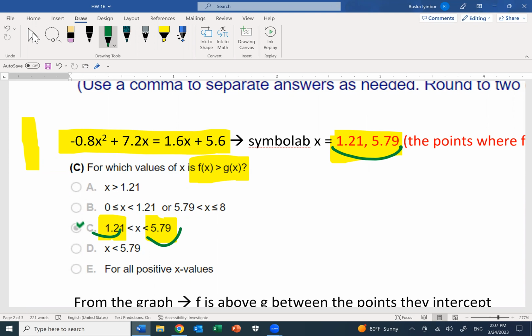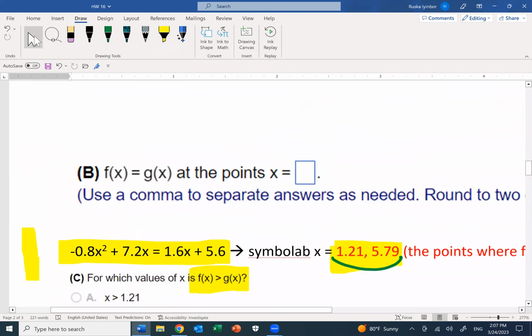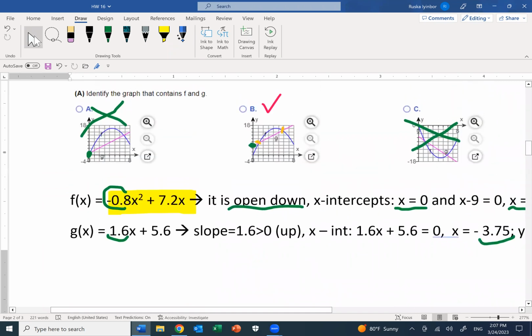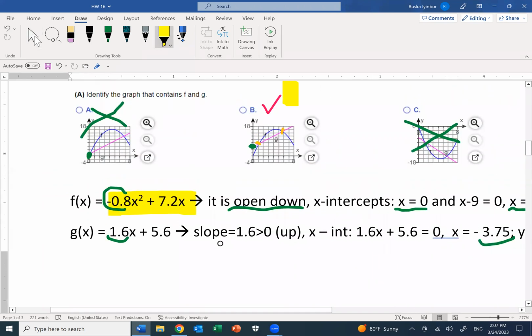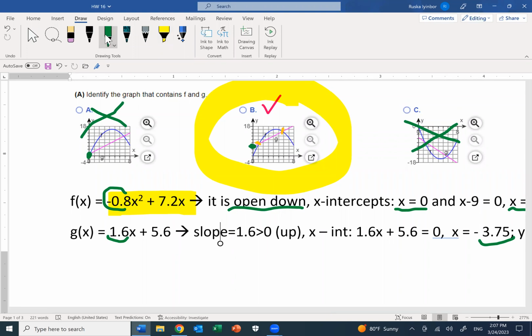Okay, so now how do you pick which one of those A, B, C, D, E is the right answer? Now, looking at the graph, we can decide. It says F is greater than G. So this was the right graph, right? This is the graph we're looking at. So now they're saying F is greater than G. F is the blue graph.